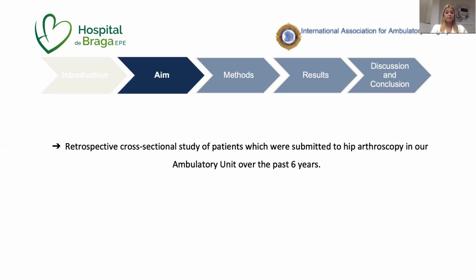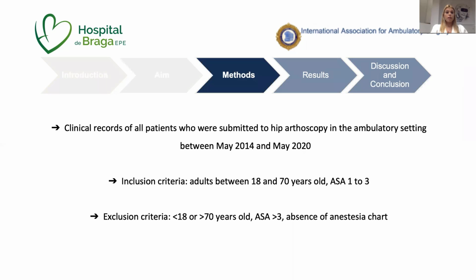over the past 6 years. The scope includes the analysis of the clinical records of all patients who were submitted to hip arthroscopy in the ambulatory setting between May of 2014 and May of 2020, and the inclusion criteria were adults between 18 and 70 years old, ASA 1, 2, 3. We excluded patients who didn't meet the inclusion criteria or whose anesthesia chart was absent.